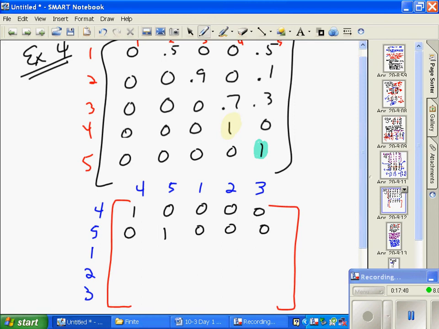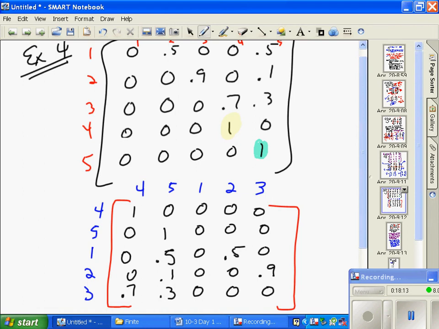1, 4 is a 0. 1, 5 is a 0.5. Might be easier just to look at 1, 2 is a 0.5. Everything else was zeros. Looking at row 2, 2, 3 is 0.9. 2, 5 is 0.1. Everything else was zeros. Looking at row 3, 3, 4 is 0.7. And 3, 5 is 0.3. Everything else is zeros.